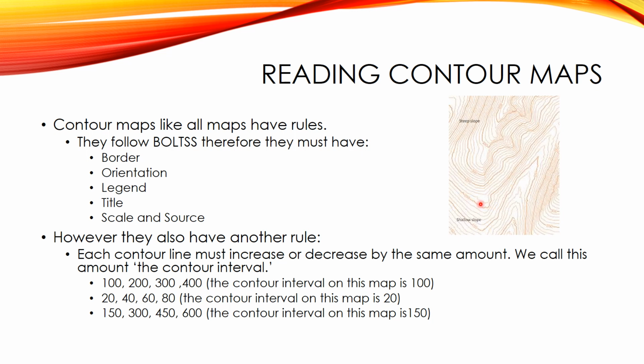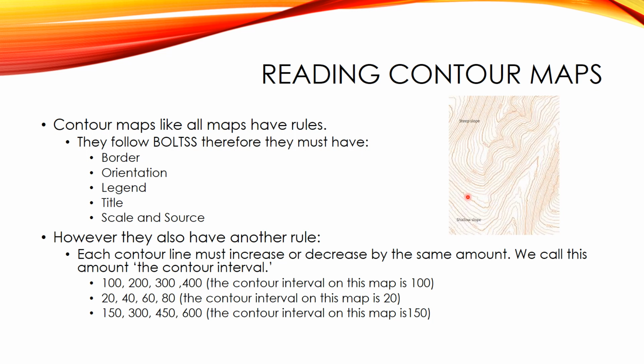So this dark line is 200 meters above sea level. Then we have 1, 2, 3, 4, 5 lines, with the 5th being 250 meters above sea level. Each one of those lines is increasing by 10 meters.